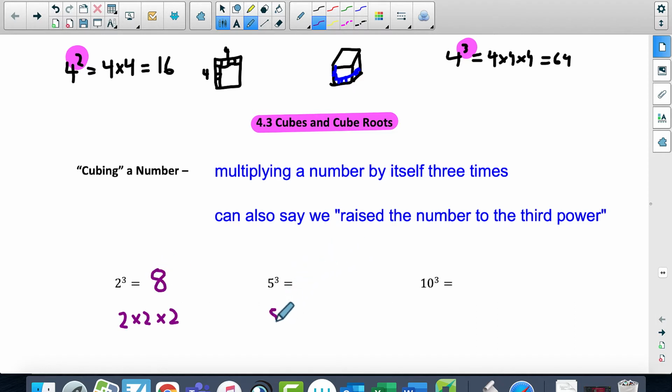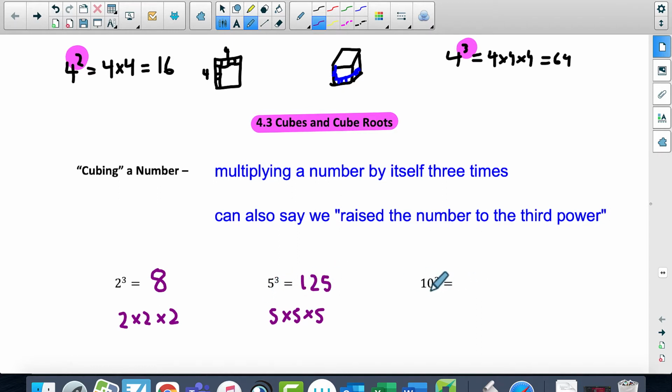5 cubed. What does it mean? It means 5 times 5 times 5. You don't need to write this part down. What you need to write down is the answer. 5 times 5 is 25, and 25 times 5 is 125. You can see the numbers get big very quickly when you're cubing a number.